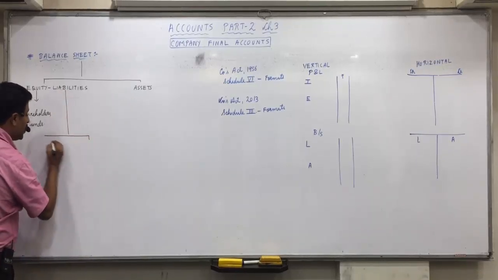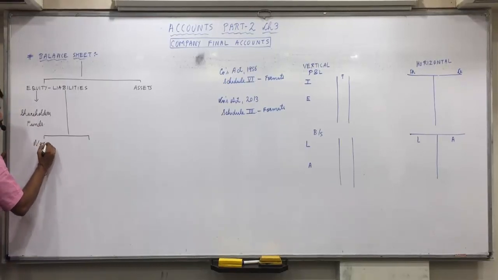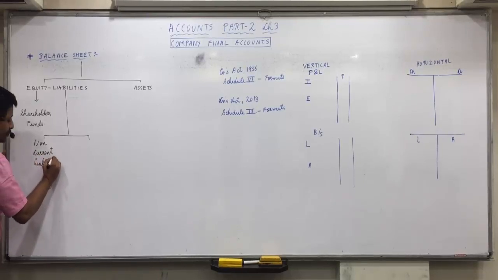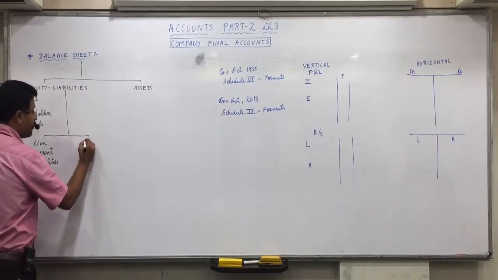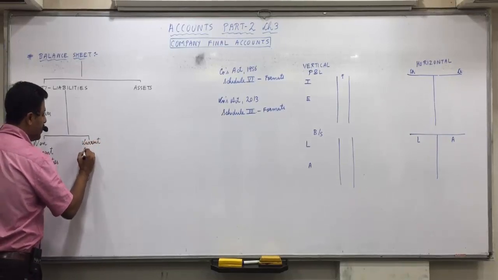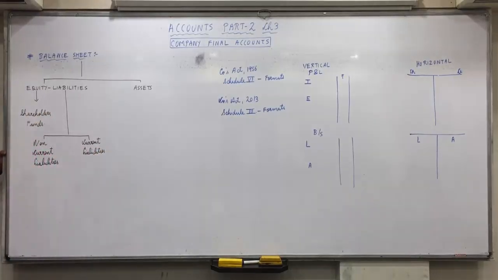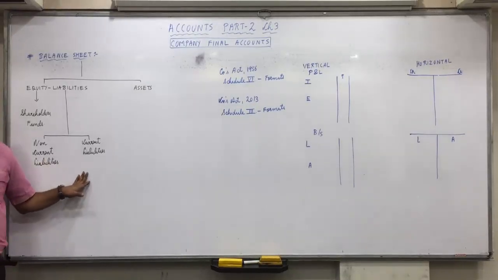Liabilities are of two types: non-current liabilities and current liabilities. Understood this? So three main headings on the equity and liabilities side: shareholders' funds, non-current liabilities, and current liabilities.